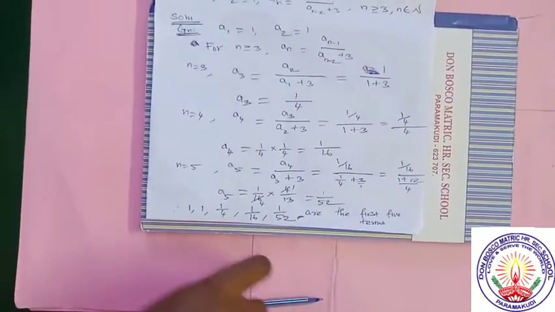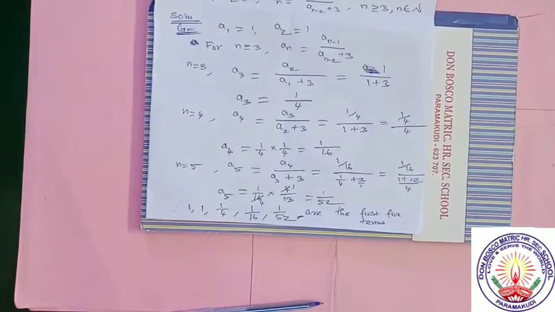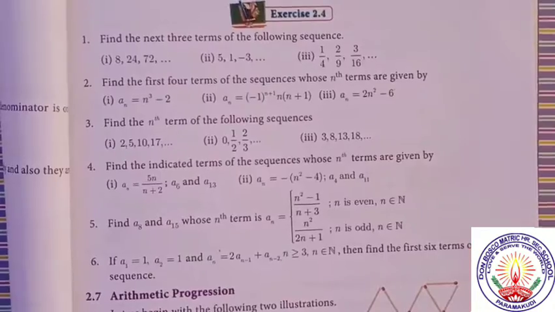So this will be a nice 5 mark question. Sometimes they will ask it as a 5 mark question. Exercise 2.4, question number 1. Find the next 3 terms of the following sequence.